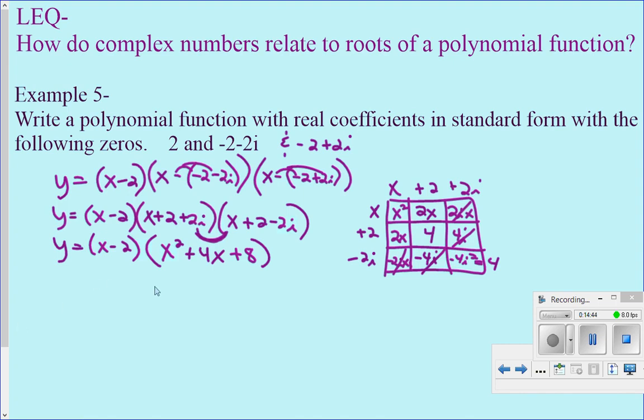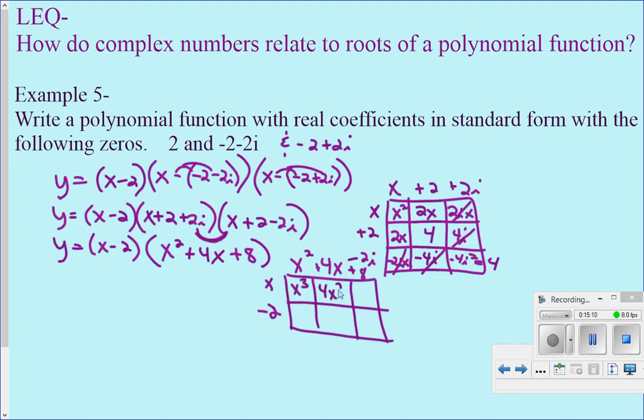So now I have a trinomial times a binomial. Again, either distributive property, or you can use a generic rectangle to help you with the distributive property. So we have x squared plus 4x plus 8, and we have x minus 2. So x times x squared is x cubed. 4x times x is 4x squared. 8 times x is 8x.